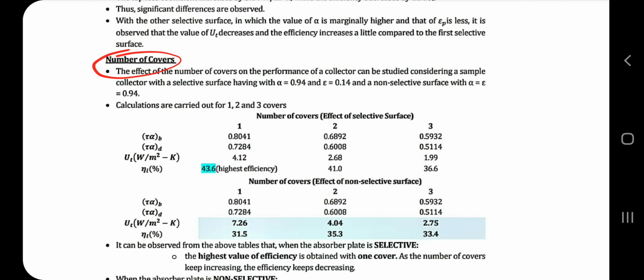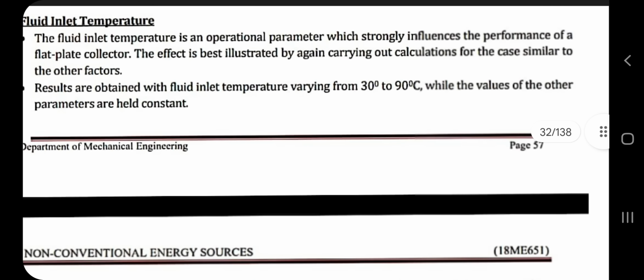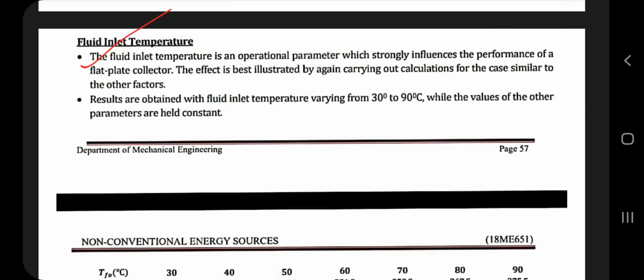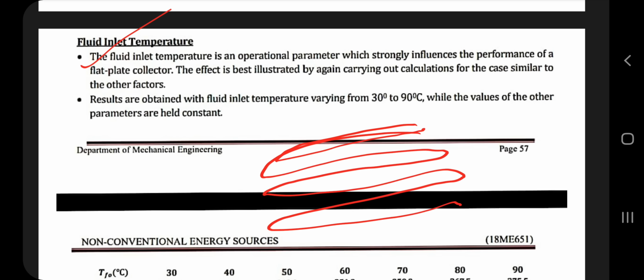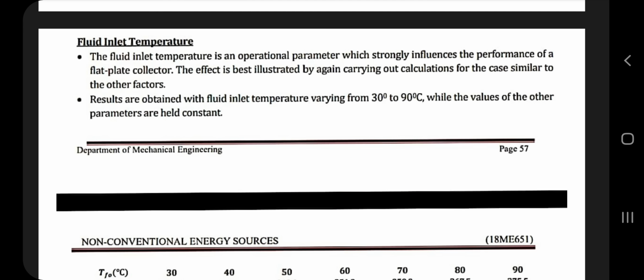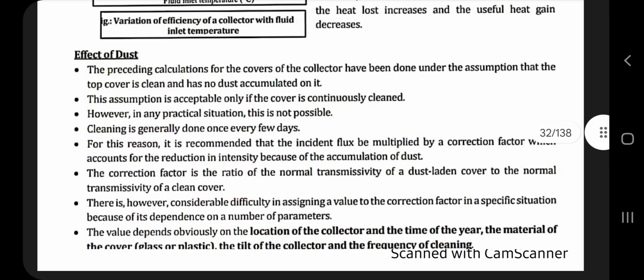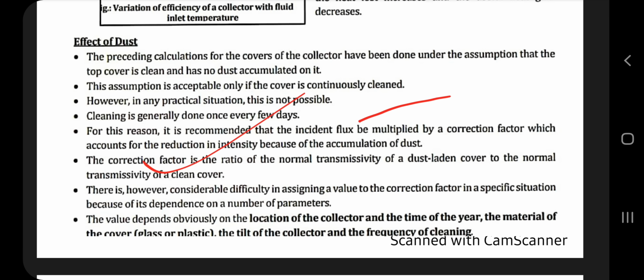Number of covers means the more covers you use, it might increase or decrease the solar radiation. Those concepts are defined here. Okay. Fluid inlet temperature. There is a liquid traveling inside the flat plate collector. That liquid's temperature also matters. It might be more, then the solar energy gain will be more. It might be less, then the solar energy gain will be less. That information is given here. Okay. Then we have the effect of dust. As much dust as is deposited on this, that much it will block the sunlight. It will be very little solar energy.